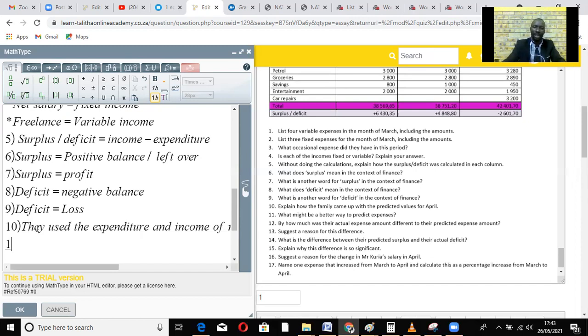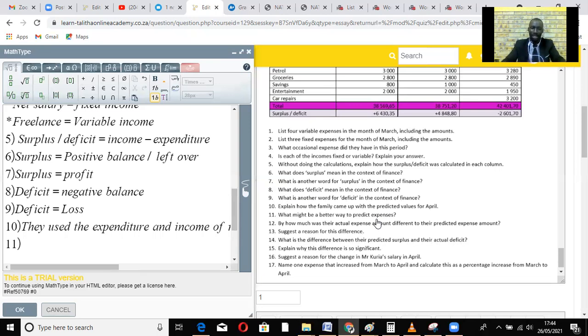We then want to discuss question 11, okay? Now, question 11 is that what might be a better way to predict expenses? What would be a better way to predict expenses? Now, to avoid yourself getting into so much crisis, the best way to predict expenses is to budget more for expenses, okay? That is the best way to predict expenses. You really don't want to get into crisis. You don't want to have problems with loss. So you have to budget slightly more than your previous expenses.